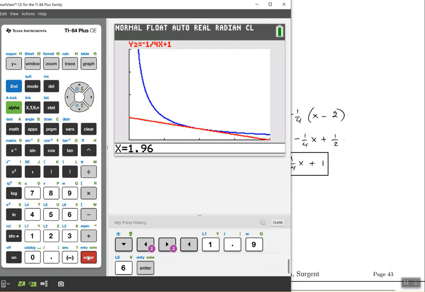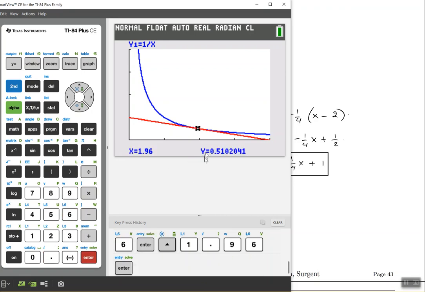So for example, if I go 1.96 on the red graph, I will see 0.51. If I switch over to the blue graph and click 1.96, I'm going to get different values. It's a completely different number. The only time they're matched is at the point 2 itself. That's the only spot where the red graph and the blue graph are going to give me the same result. That's the reason why we call this red line the tangent line.